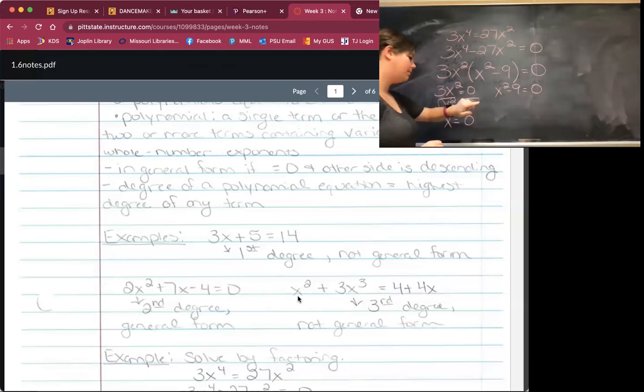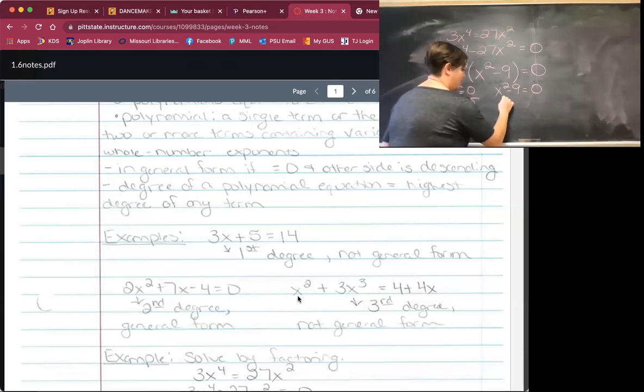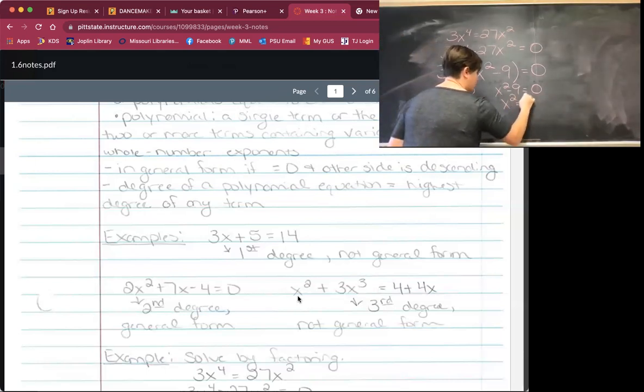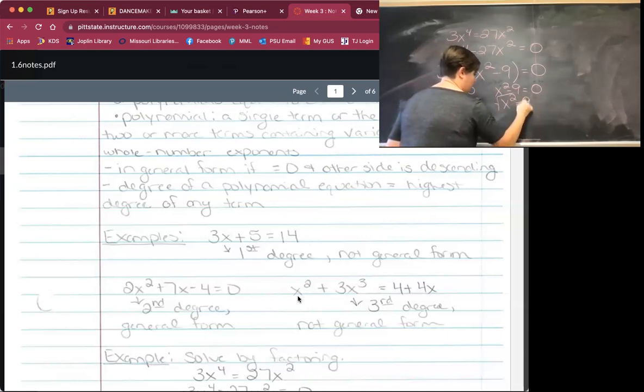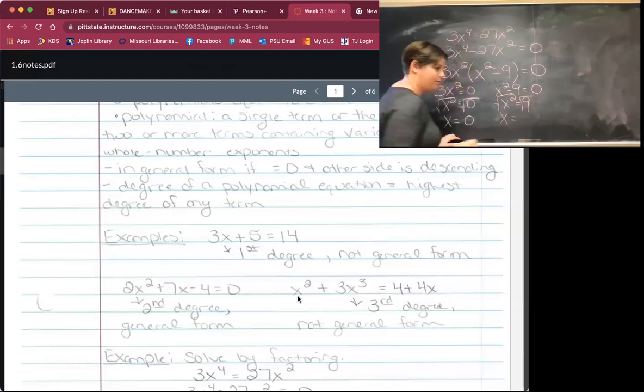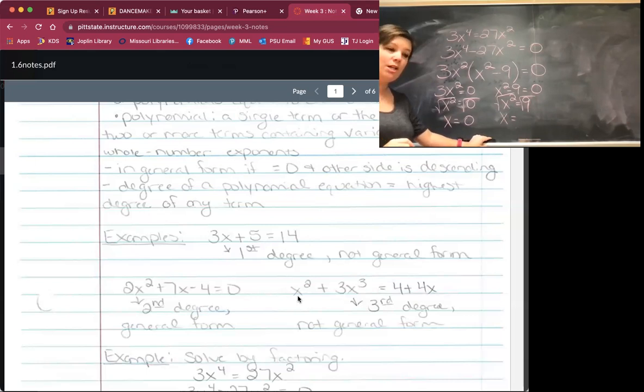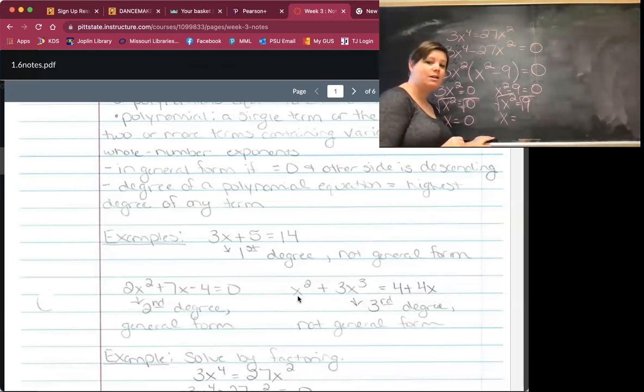Now look at x squared minus 9 equals 0. I'm going to add 9 to both sides. I need to get rid of that squared, so I'm going to square root both sides. So x equals, well, what is the square root of 9? You're probably saying 3, and that's not totally wrong, but it's also not totally right.